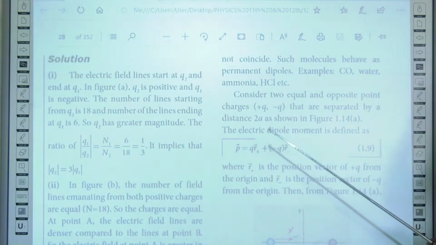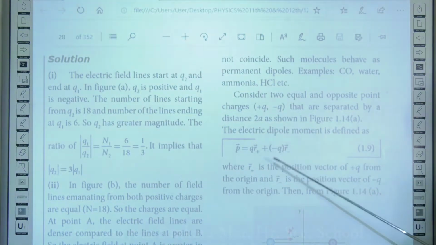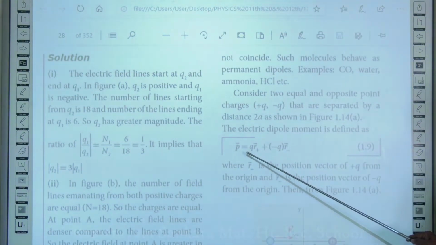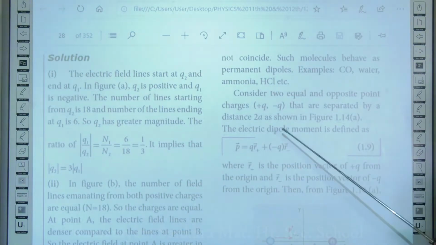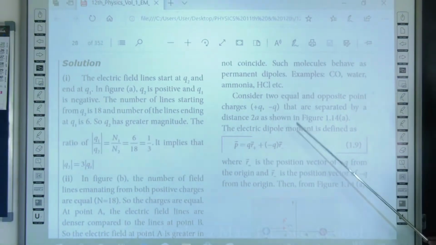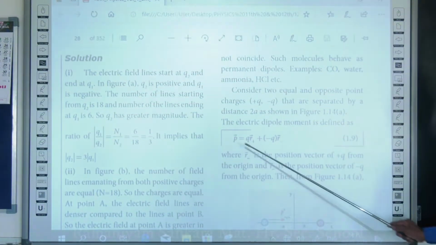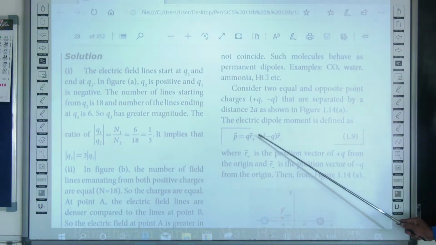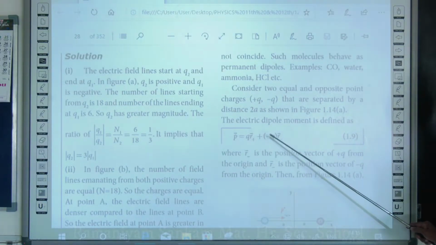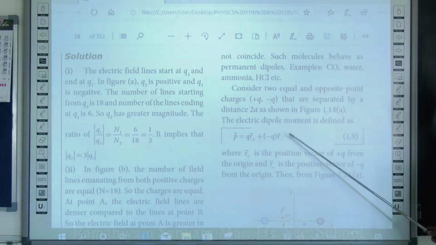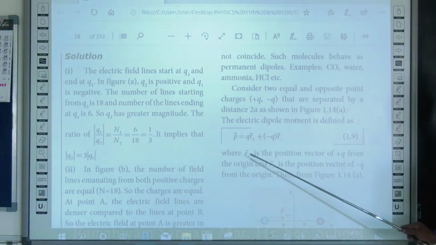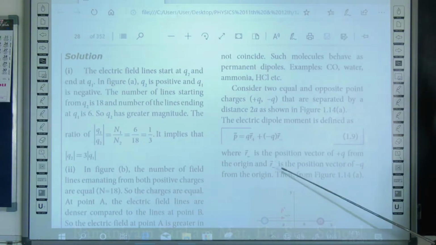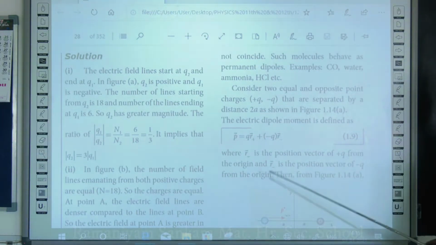Now the formula. Remember, in plus 2 we have to represent every formula in vector form. Electric dipole moment is small p, not capital P. Capital P means pressure. Small p is electric dipole moment. It is not capital M. Remember carefully, dipole moment is small p vector equal to q, this is the first charge, r plus cap due to the first charge plus q, plus the other one is minus q, same r cap. Minus, you have to remember. r plus vector is the position vector of plus q from the origin, and r dash is the position vector of minus q from the origin.